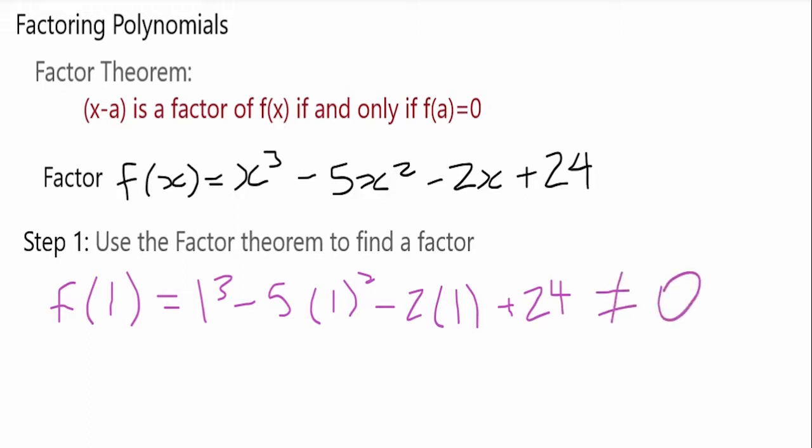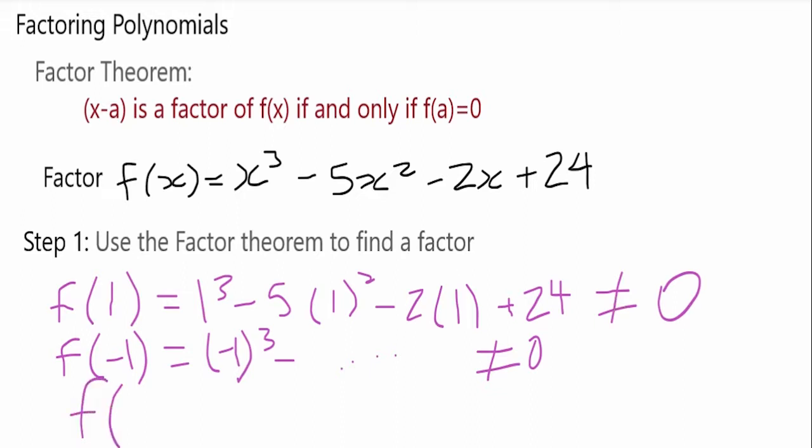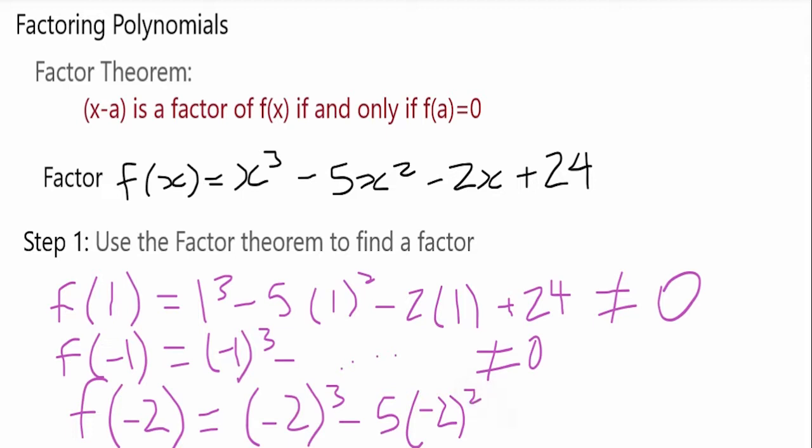Okay, let's try f at negative 1. Negative 1 cubed, and so on. You know that doesn't give you 0, right? So plug it in, figure it out for yourself to see what it provides you with. If it doesn't provide you 0, it's not a factor. Okay, let's try f at negative 2. Well, when you actually plug in f at negative 2, you do actually get 0. So that means that f at negative 2 gives us a factor.